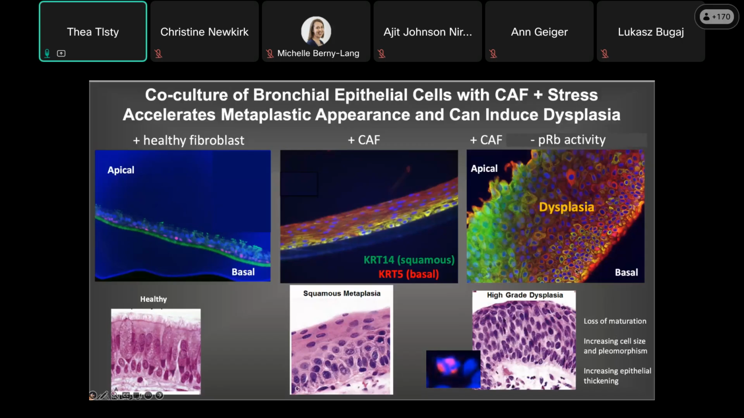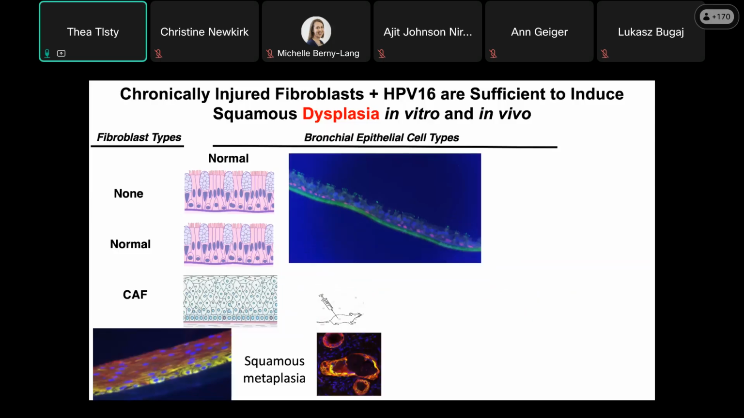An increased thickening of the epithelium. You can see the pleomorphy of cell size. Some are very tiny, some are very large, loss of maturation. We even have the generation of chromosomal abnormalities. So we're able to go all the way to dysplasia.